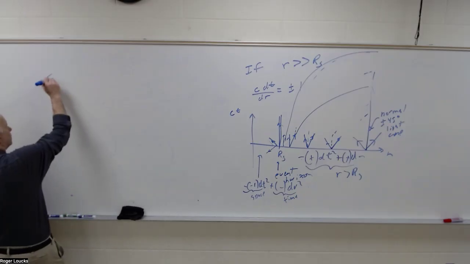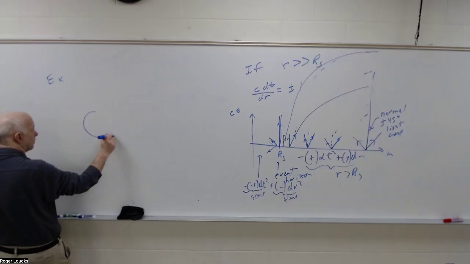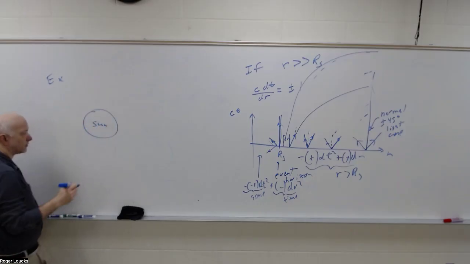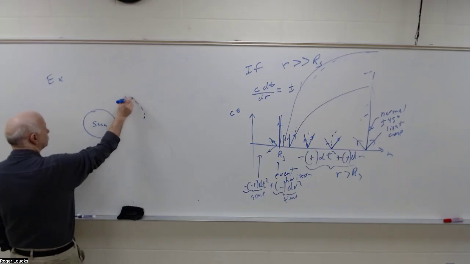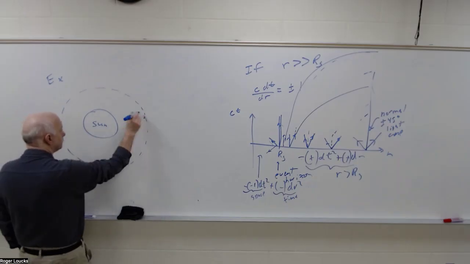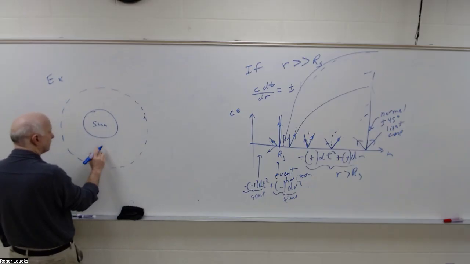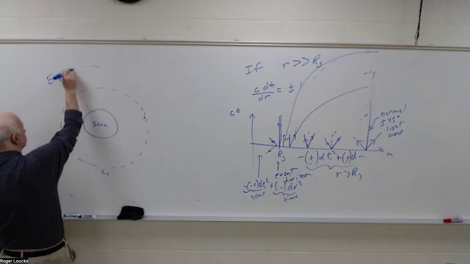So let's do a little example here. I've already alluded to this: let's say here's the sun. Here's something like this, and I'm going to come out and measure the circumference here. So this has some circumference C1. I'm going to measure the circumference here.